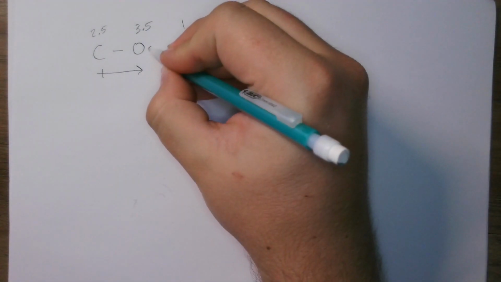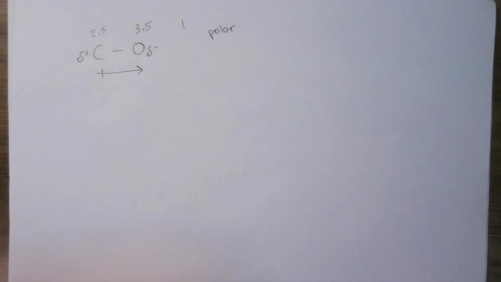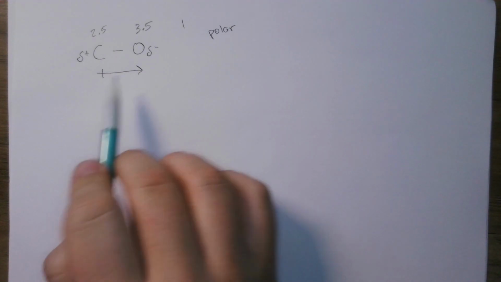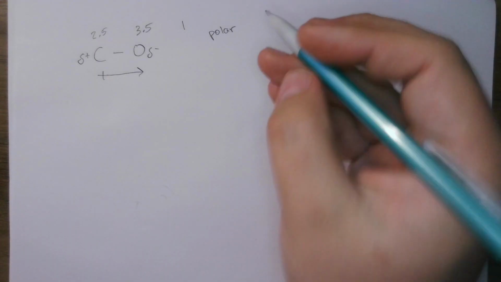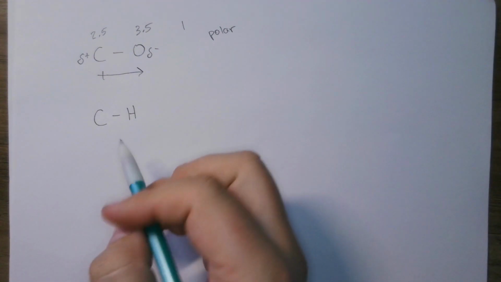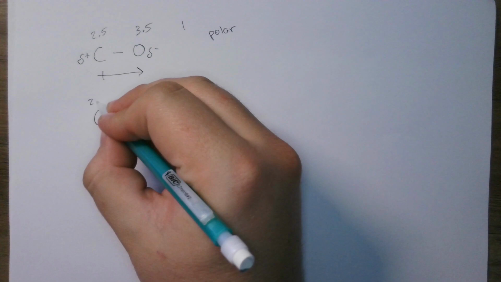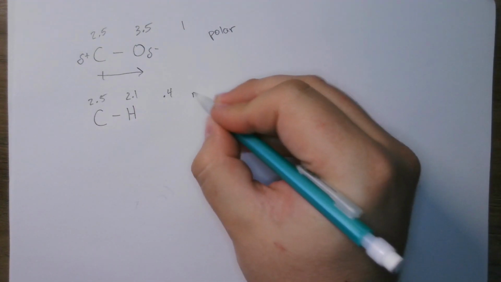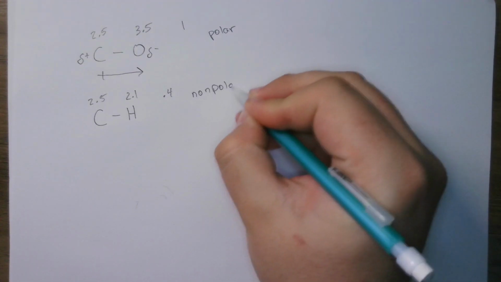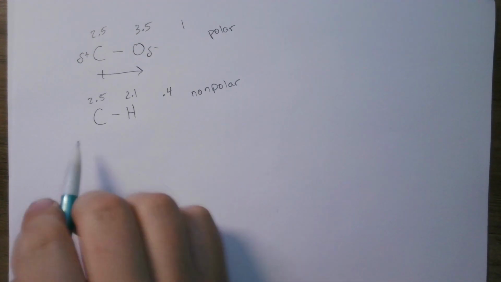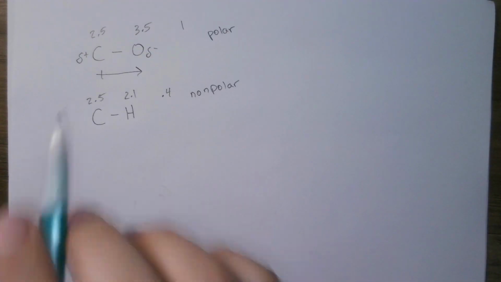This means this end is partially negative. This end is partially positive. So you could either draw these little symbols to represent that, or this arrow. The next one is the CH bond. We learned the CH bond is always nonpolar. The difference is only 0.4, so we're going to say it's nonpolar. So you would not draw an arrow. Even though this one is slightly more electronegative, you would not draw an arrow here, okay, because it's nonpolar.